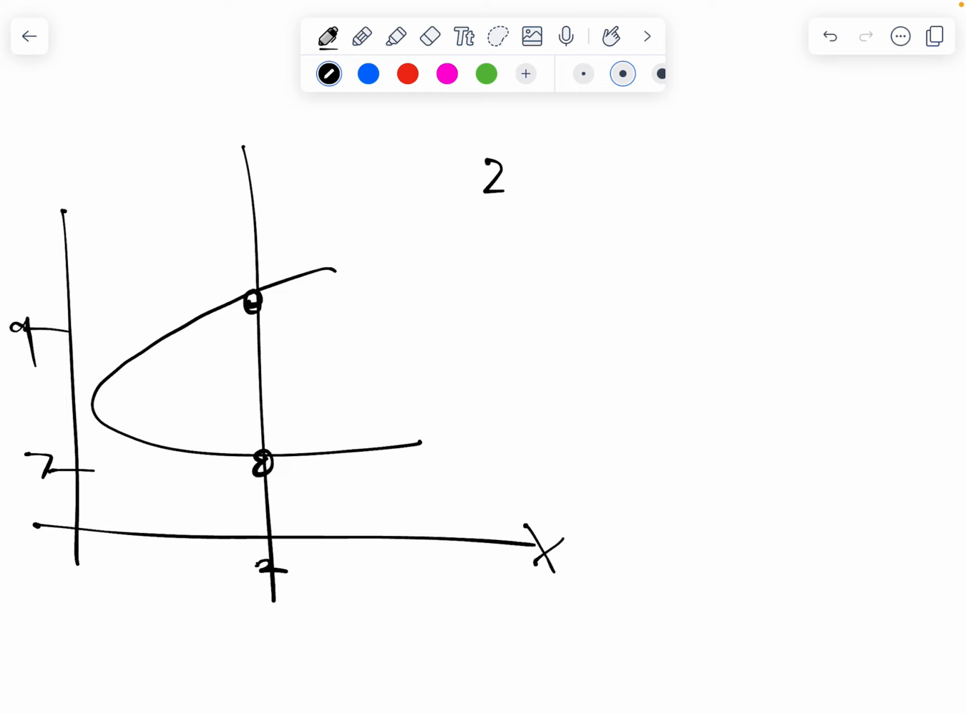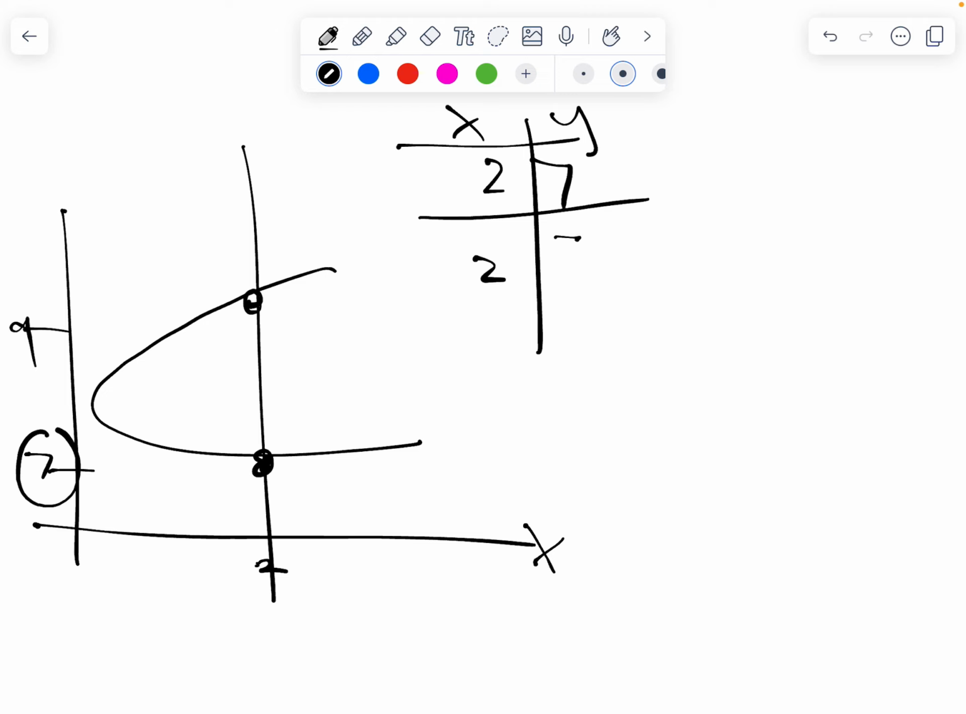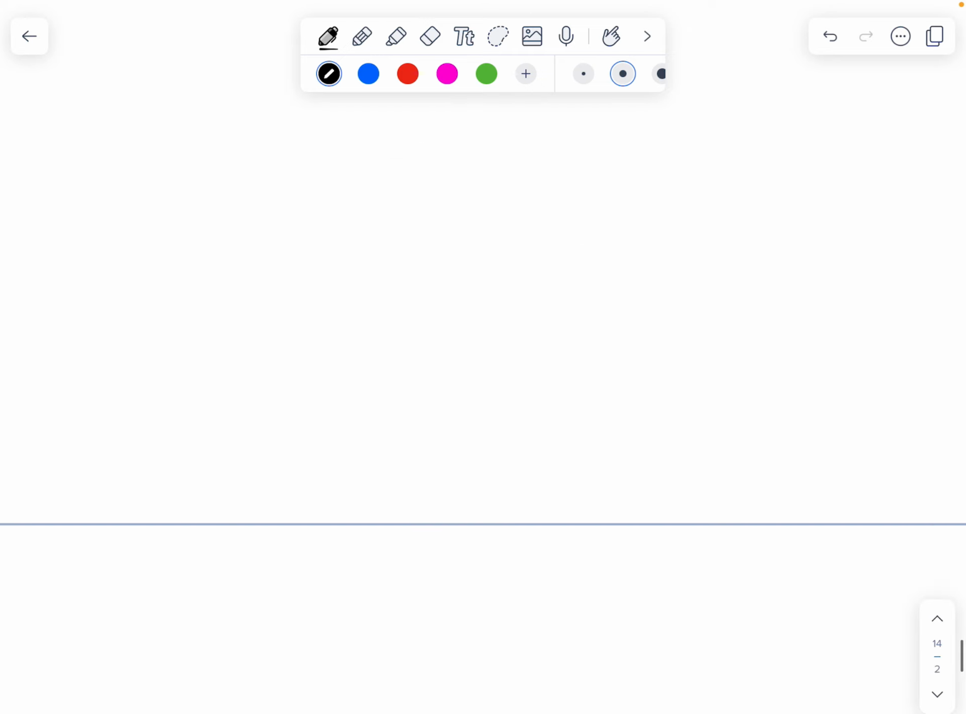So 2 goes into the table. If this is x and this is y, 2 goes in, and 2 gives me 7. And 2 goes in, and 2 gives me 9. So a single x value gives me 2 different y values. Okay, so basically vertical line test.